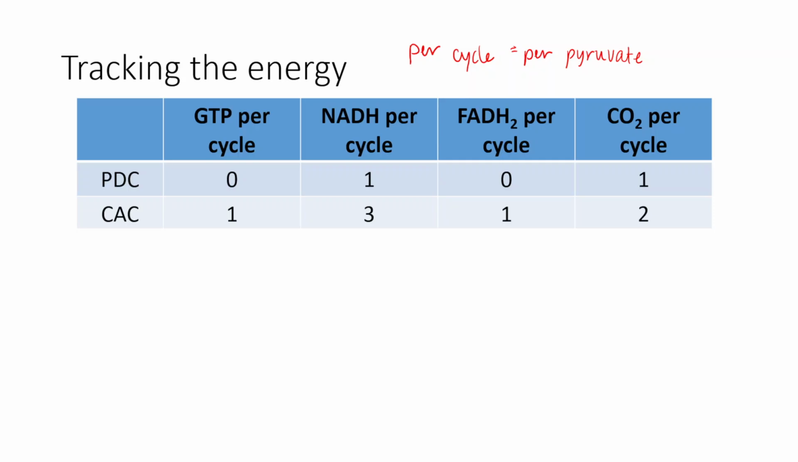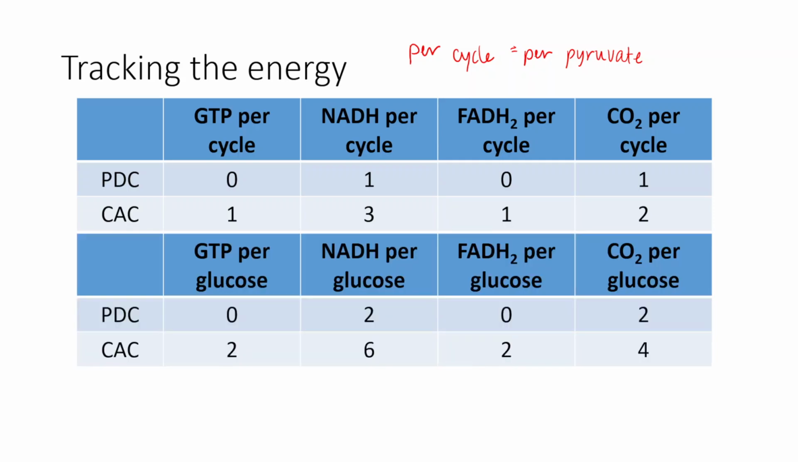We just talked about how per cycle means for every 1 pyruvate. So how would this change if this was actually for every glucose molecule? What would all these numbers do? They would double. We don't have to go through doubling them, but this is all of them doubled. For the PDC, instead of 1 NADH, you'd have 2. Instead of 1 CO2, you'd have 2. For the citric acid cycle, for every glucose, you get 2 GTPs, 6 NADHs, 2 FADH2s, and 4 carbon dioxides.